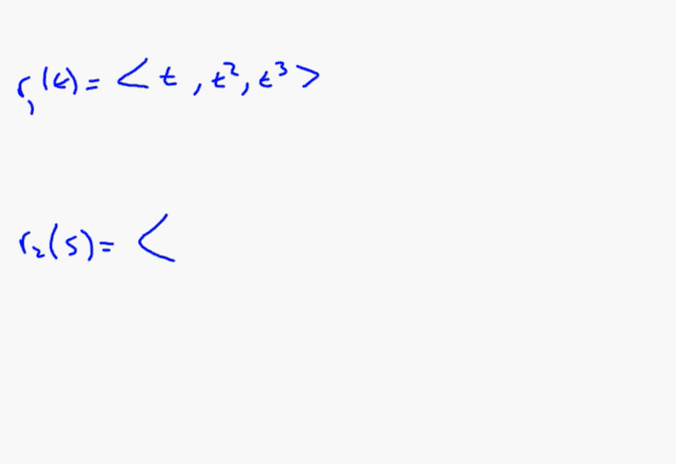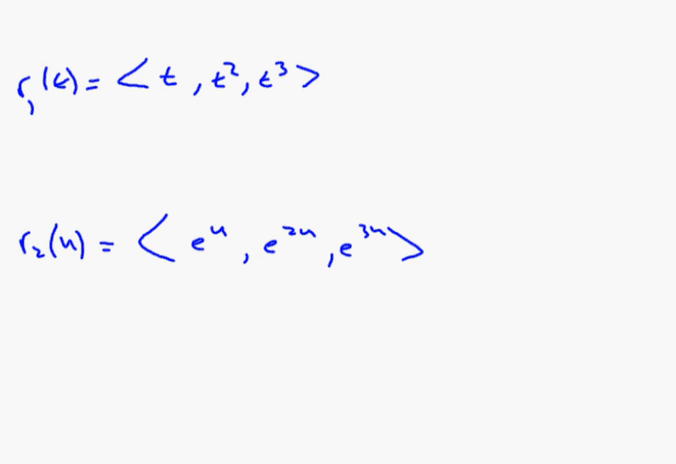Consider this vector function, t squared, t cubed. I call that r1 of t. And then consider this function also. Let's consider r2 of u. I used s for arc length, so I'll use u. It's going to be e to the u, e to the 2u, and e to the 3u.